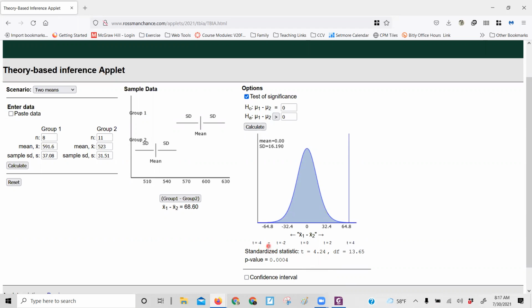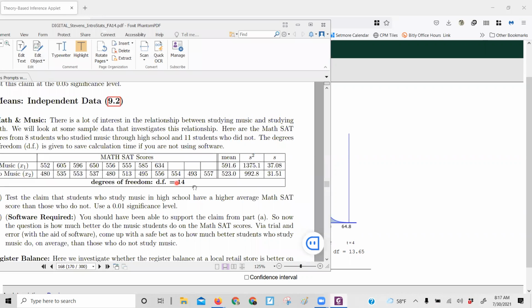Looks like the data supports the claim that people who study music in high school tend to have higher GPA averages than those who don't. A lot of underlying things aren't being measured, so we can't say there's a direct association between those. But now here's the degrees of freedom. Of course, in the Rossman Chance book, see how they gave us the degrees of freedom is 14.